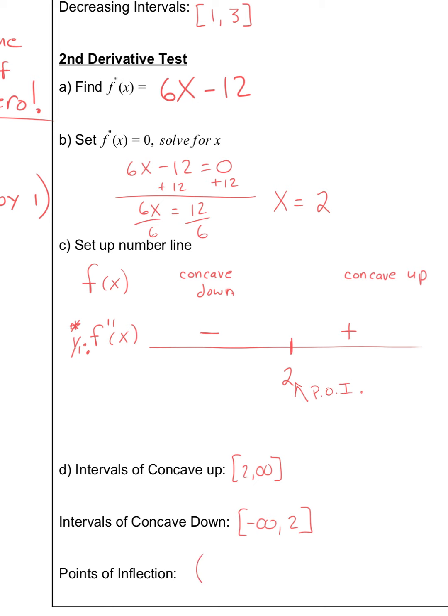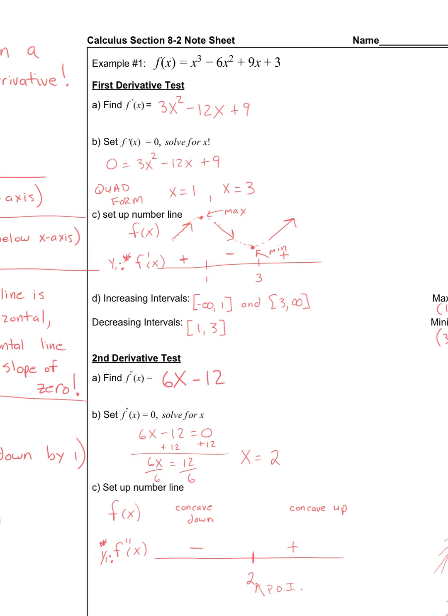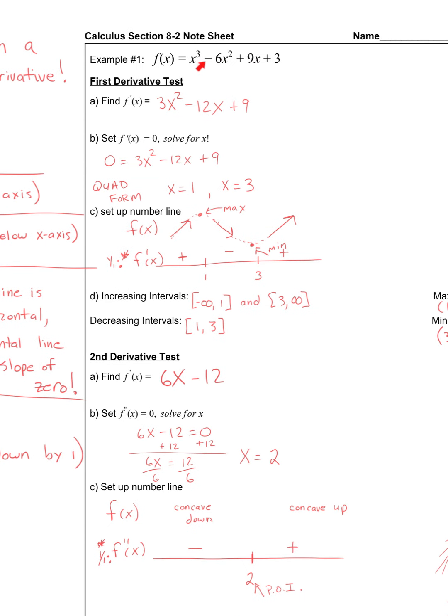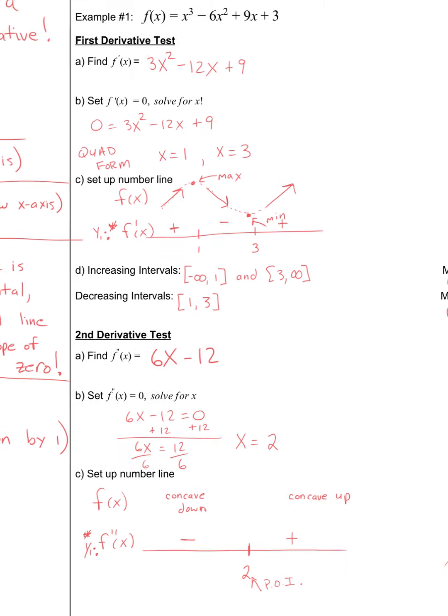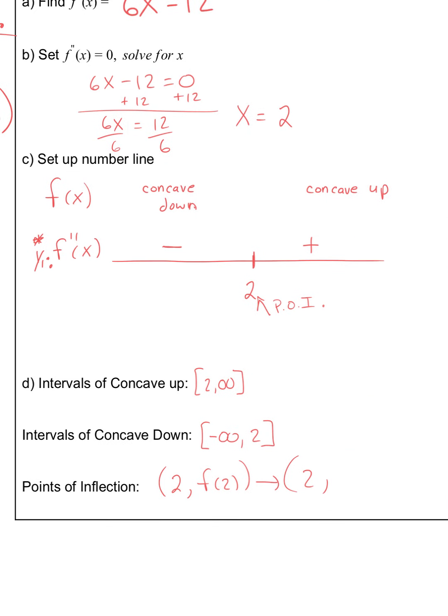So the x value is 2. To find the y value, again, this changes concavity on the original function, so we have to plug 2 into the original function. We need f of 2. So we have to go way back up here to the original function and plug in 2. As always, use your calculator table. When I plug 2 into the original function, I got a y value of 5.